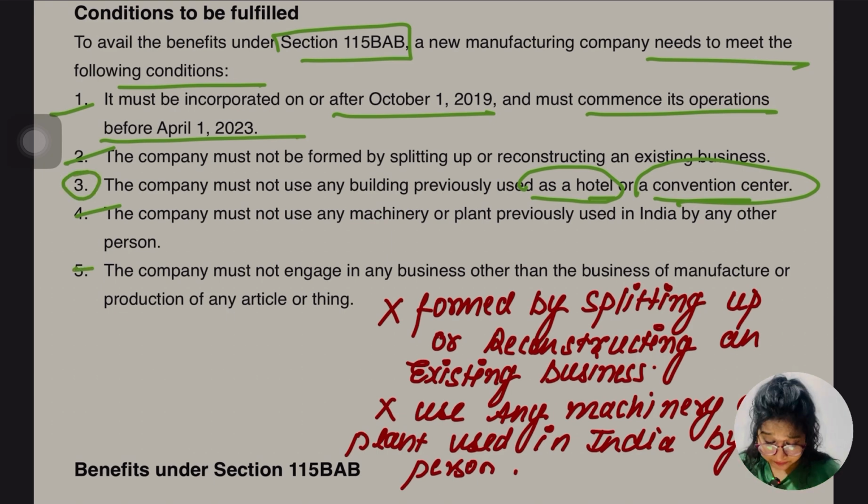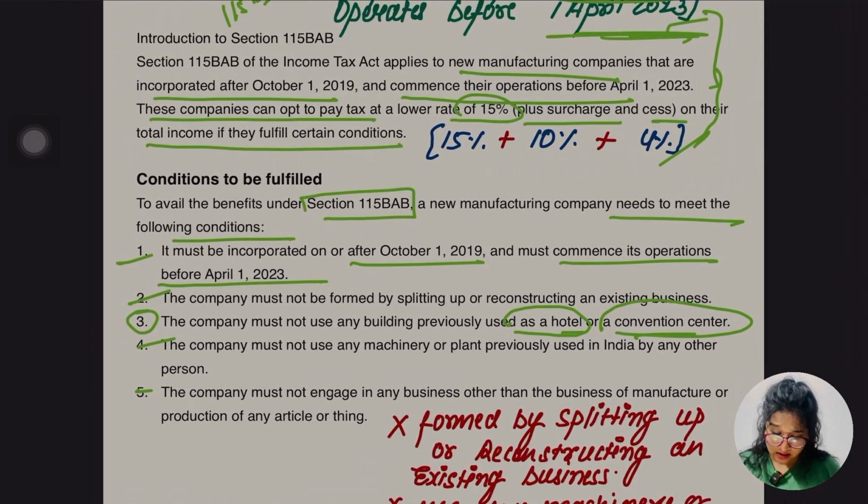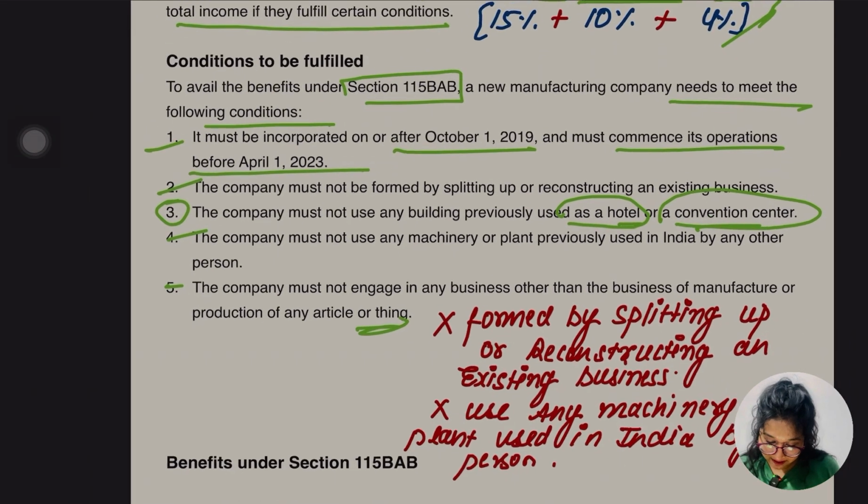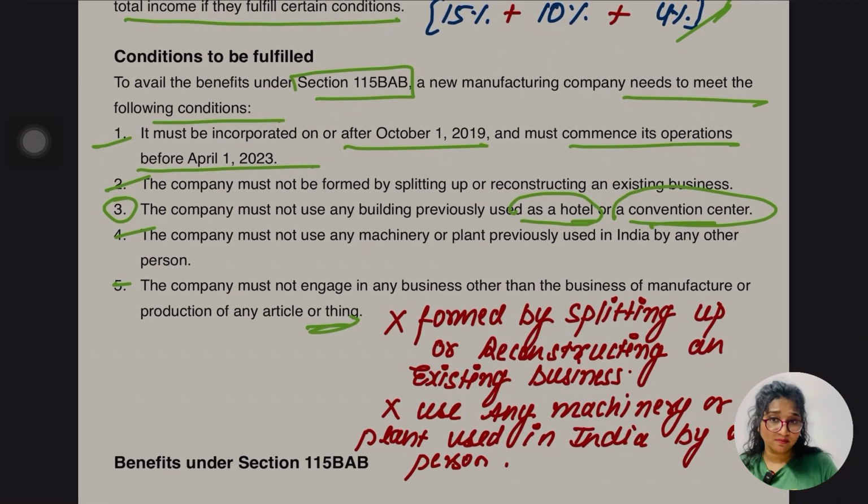So they are saying only those companies which are incorporated on or after 1st October 2019 and commence operations before 1st April 2023, right? Plant and machinery previously used by any other person cannot be used in this manufacturing company. And this is the same thing which we already read in the earlier section. The company must not engage in any business other than the business of manufacture or production of any article or thing.